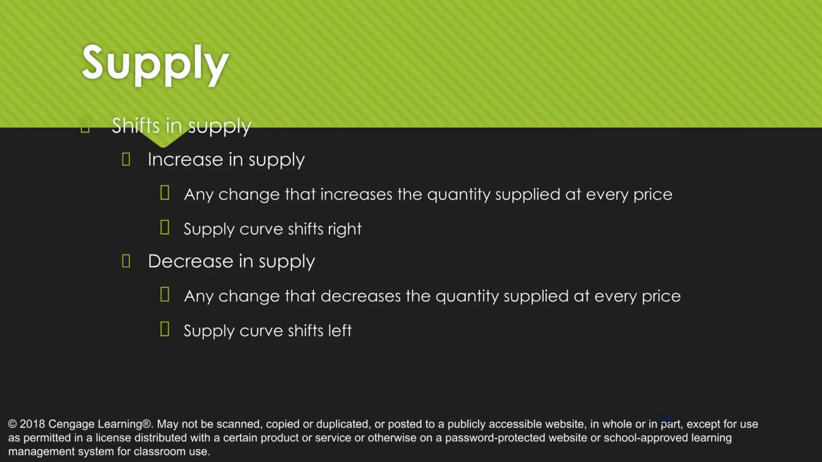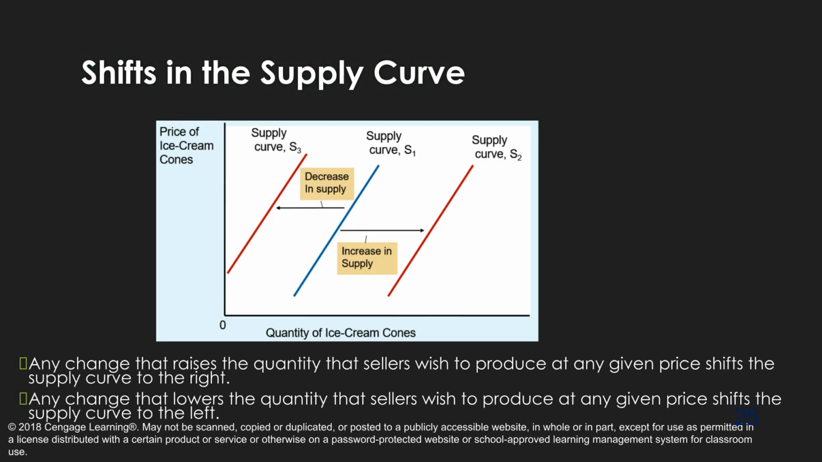Shifts in the supply curve happen when there is a change that affects the quantity supplied at every price. If producers are willing to supply more at every price, the curve shifts right. If less, it shifts left. This diagram illustrates these shifts. A rightward shift reflects an increase in supply, while a leftward shift signifies a decrease in the quantity producers are willing to offer at any given price point.